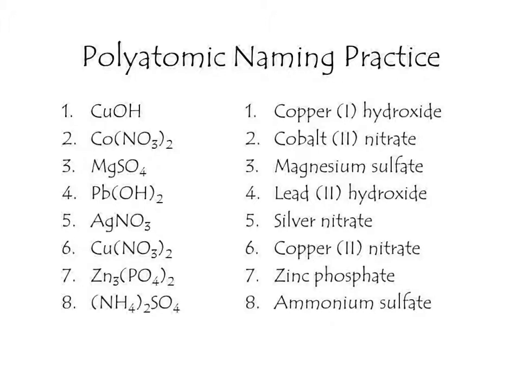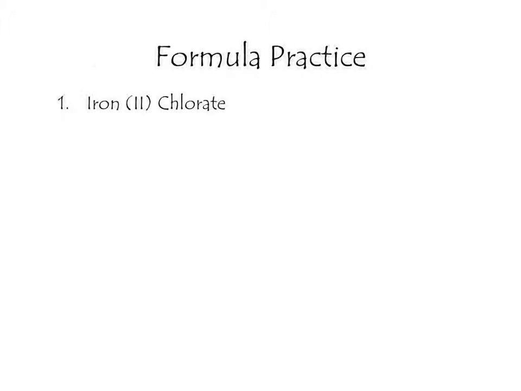Now that you've practiced writing the name, let's go ahead and practice writing the chemical formula from the name. So let's go ahead and practice with our first example for iron 2 chlorate. And so I'm going to go ahead and write iron +2 for the 2 chlorate. And then chlorate is ClO3, and because it has an overall charge of -1, I'm going to go ahead and put the parentheses. Then I'm going to take and do the crisscross rule.